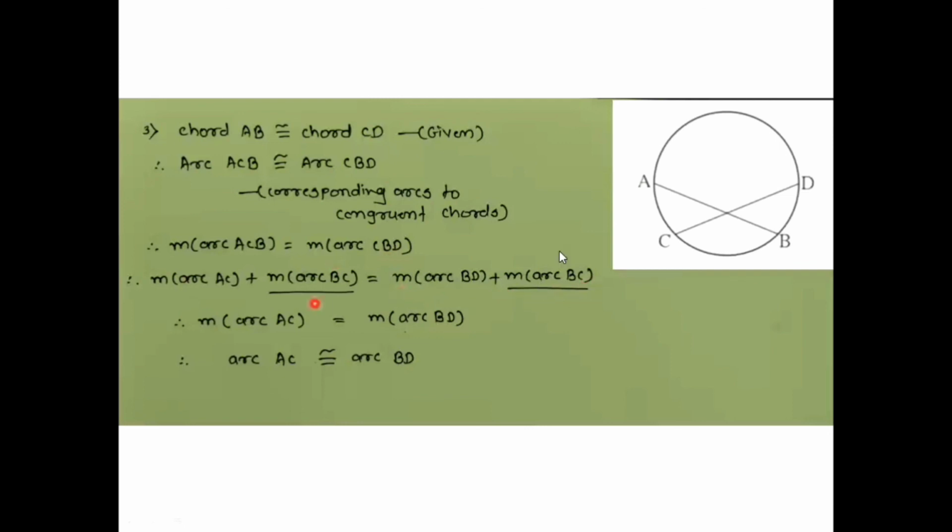On both sides we have measure of arc BC, so they will cancel each other, to get measure of arc AC on the left hand side, and on the right hand side we will have measure of arc BD. And as the measures of these two arcs are equal, these two arcs must be congruent, that is, arc AC is congruent to arc BD. That is what we wanted to prove.